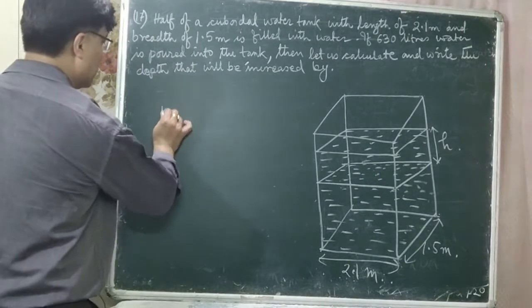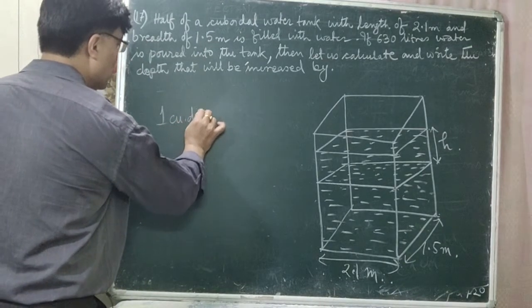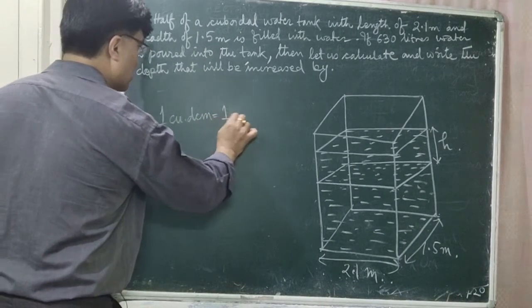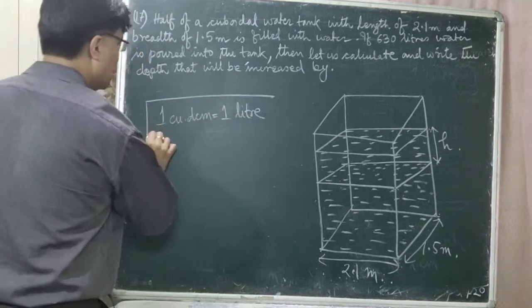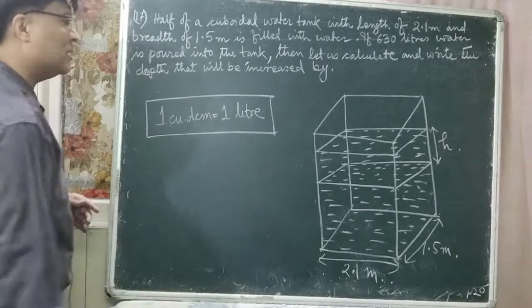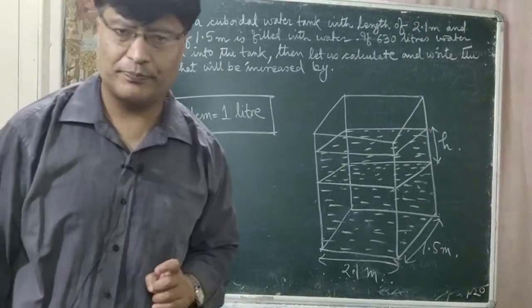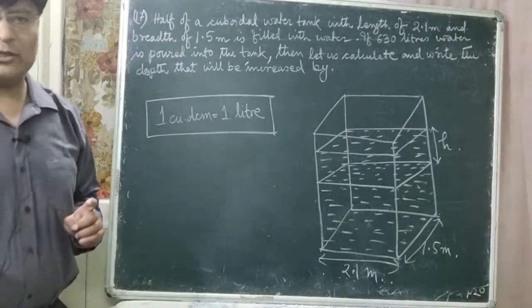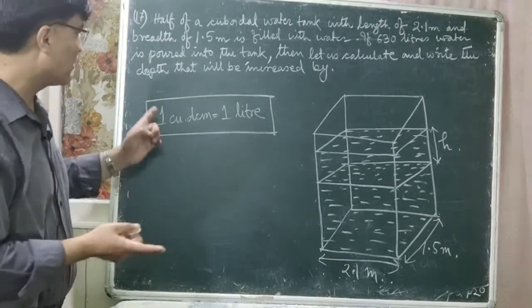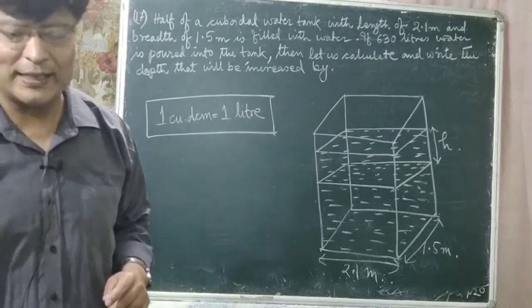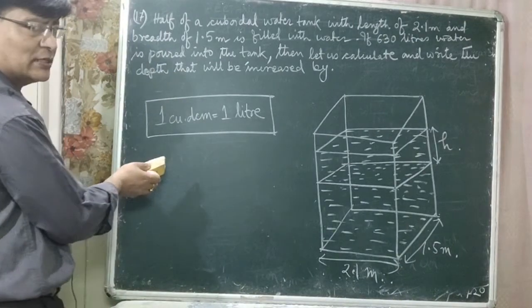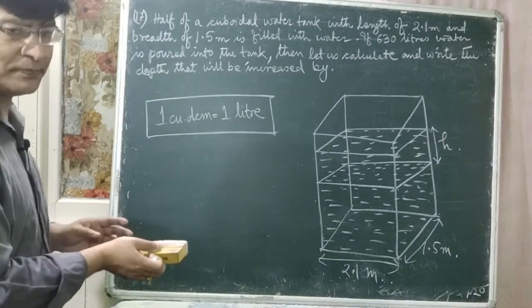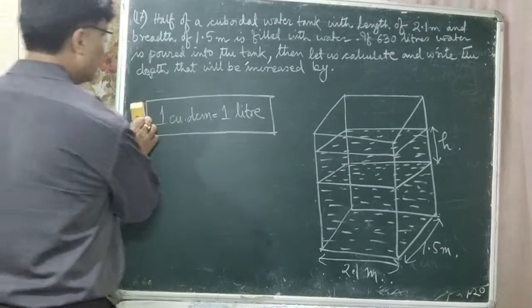1 liter, याद गर्नु। 1 cubic decimeter is equal to 1 liter. You can note it down. 1 cubic decimeter is equal to 1 liter भनेर याद गरेर राख्नु। 1 liter is equal to 1 cubic decimeter or vice versa. Is that clear now? I think you have understood it. You can note it down. Okay, so I am rubbing it.